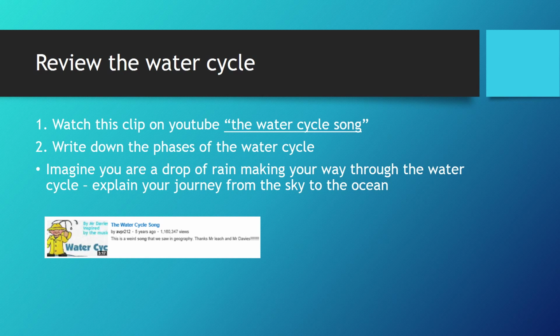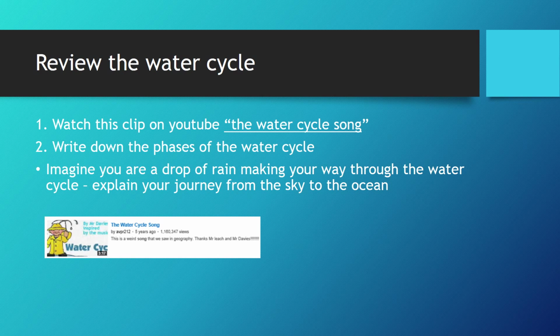So just go to YouTube, type in the water cycle song, and I want you to click on the one that has the picture that's shown on your page here. So listen to that song, it just goes for a couple of minutes. And in your book, I want you to write a heading, the water cycle, and write down the phases of the water cycle with a brief description of each.